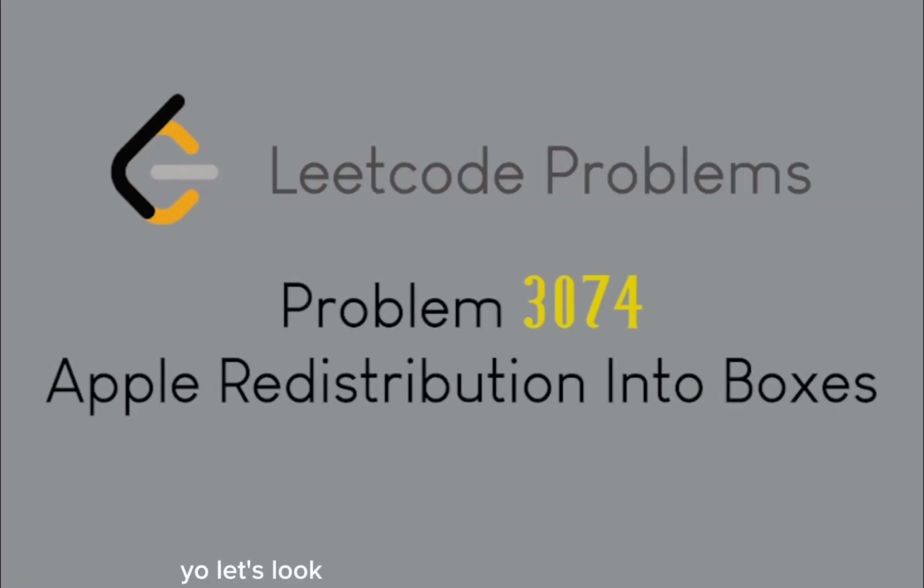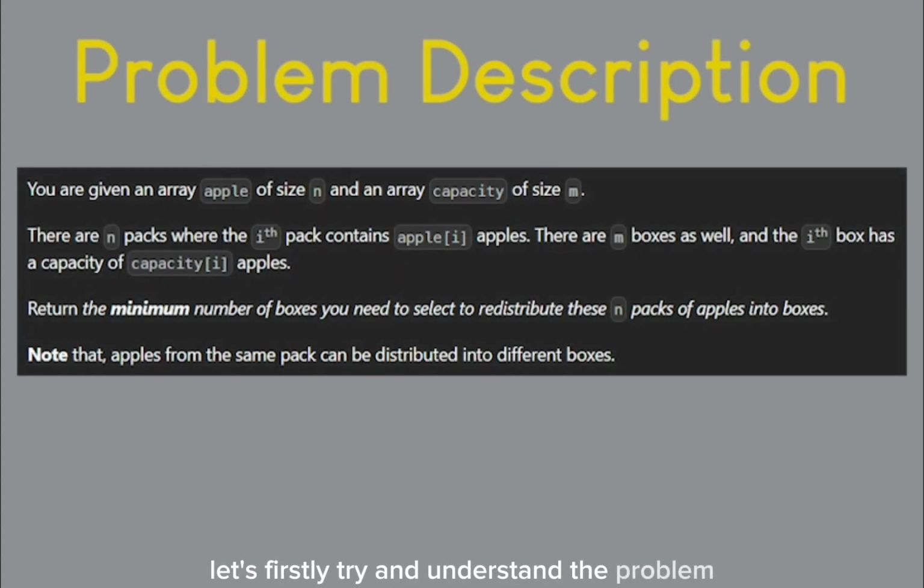Yo, let's look at the apple redistribution problem from LeetCode. The problem number is 3074 and the difficulty is easy. The video is divided into parts, so feel free to skip around. Let's firstly try and understand the problem.